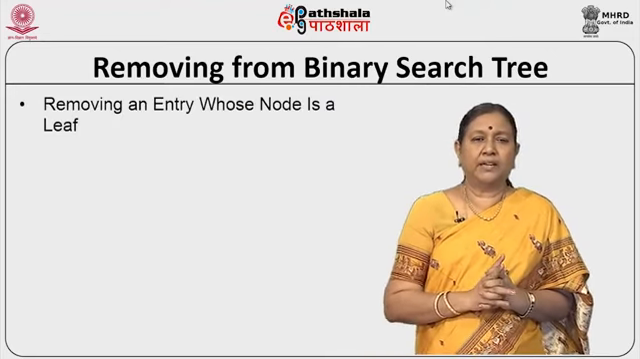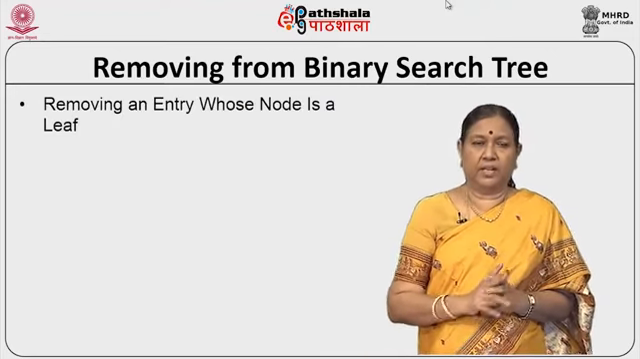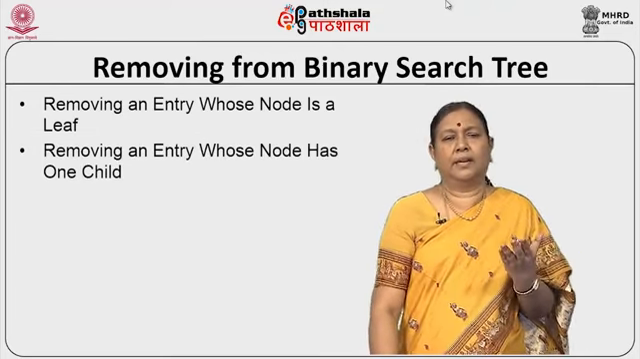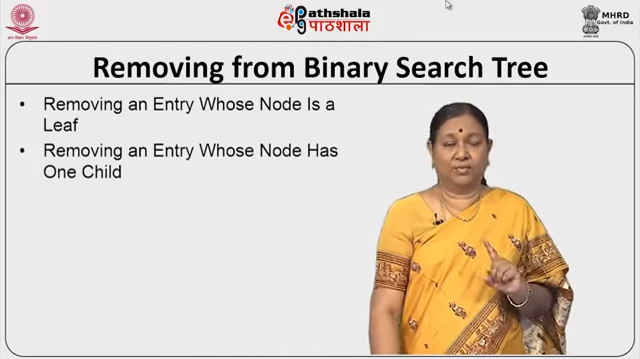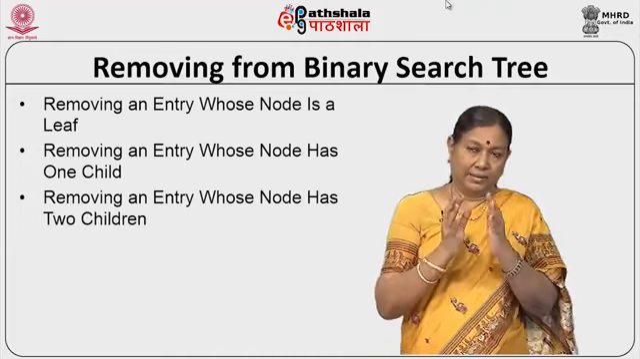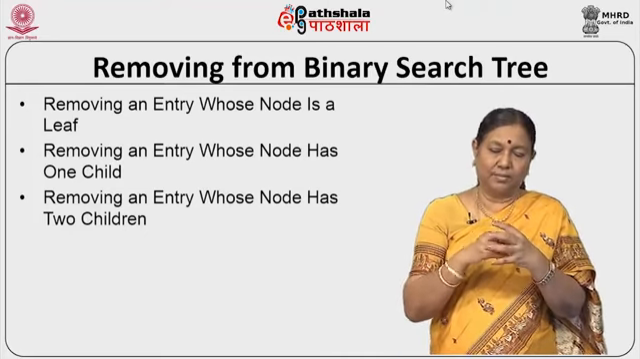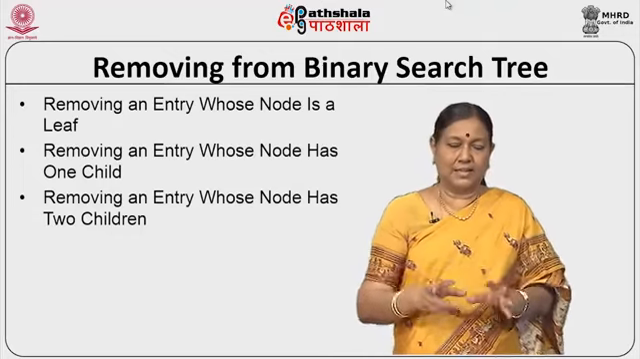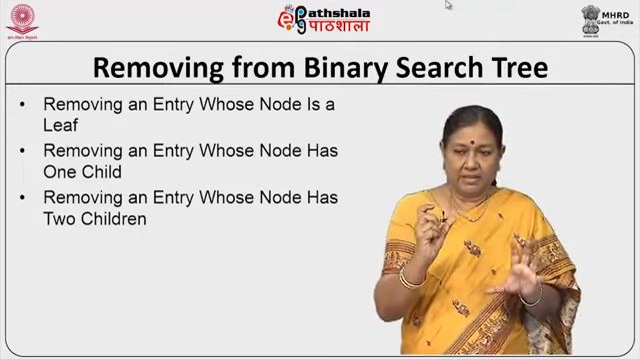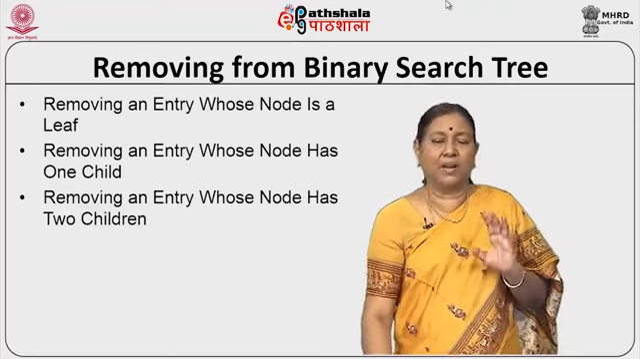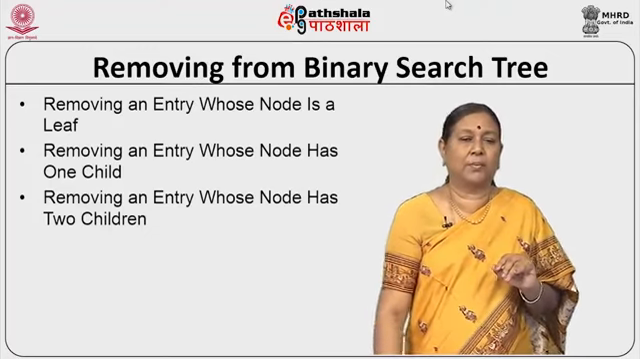So, removing an entry whose node is a leaf, it means removing a leaf. Removing an entry whose node has only one child. The element you want to remove has one child, or it has two children. So, these are the cases, that is, I have a node, it does not have any children, then it has only one child or it has two children. That is the only possibility in a binary tree according to the binary tree property, right.